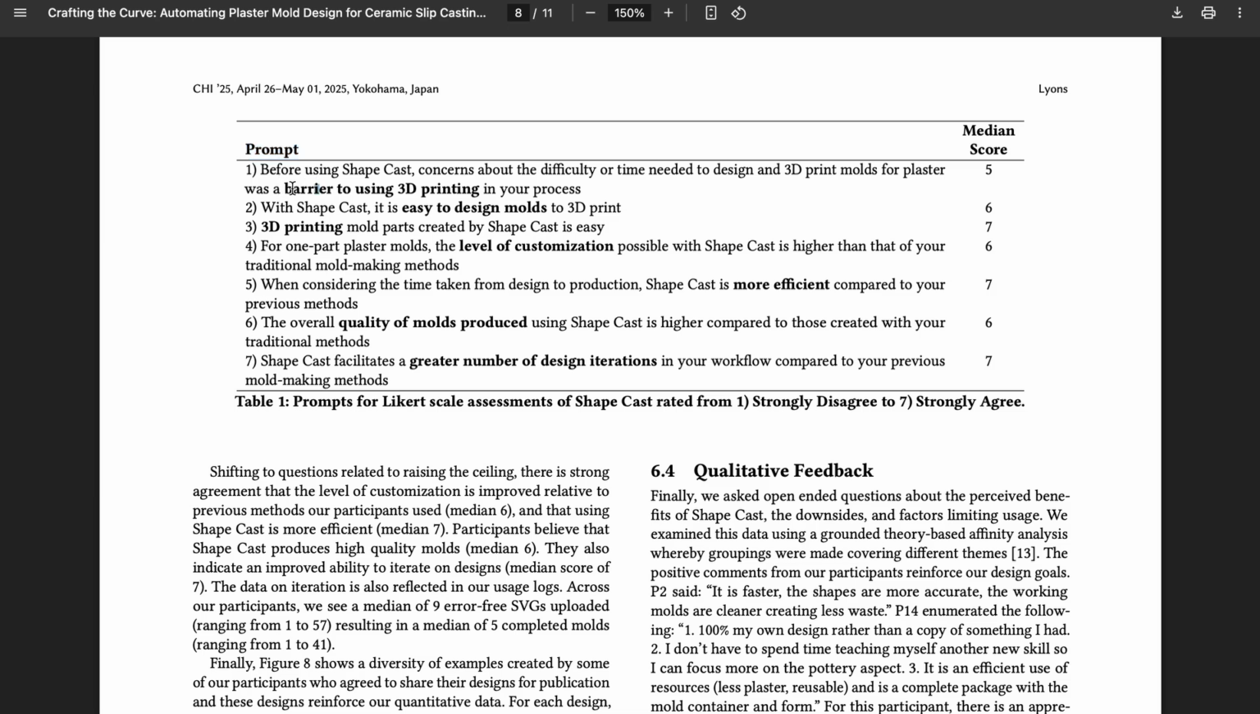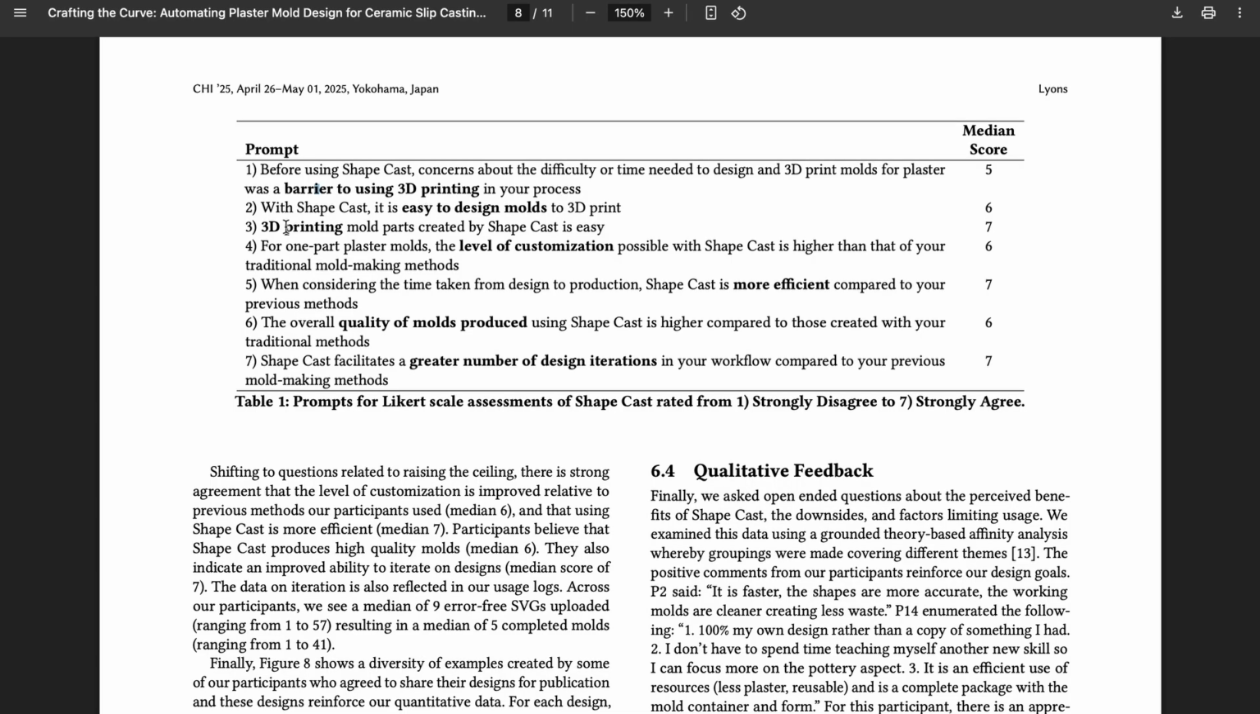Probably the lowest score was barrier to using 3D printing in your process. Again, I think this has changed. Very early on, I think a lot of people that were interested in 3D printing were using it and probably actually had some CAD experience. I think that's shifted over time. They thought it was easy to use. 3D printing the pieces was easy. The level of customization was good. They thought it was more efficient. The quality of the molds produced was good, and they could iterate more.